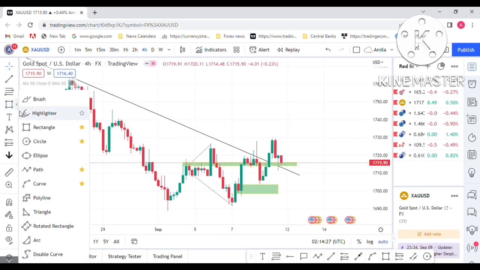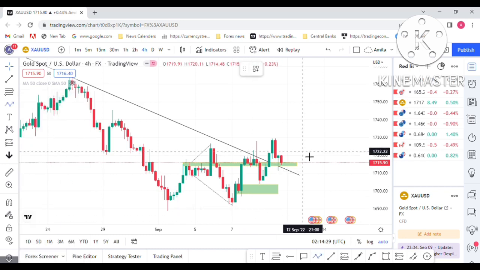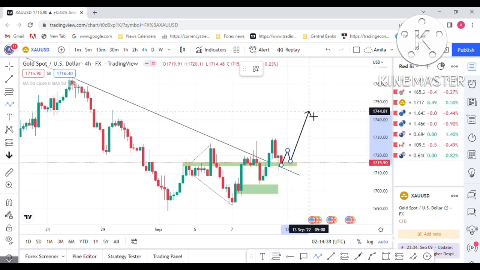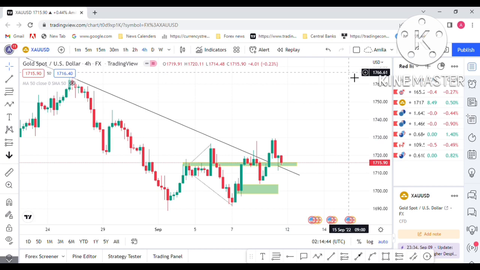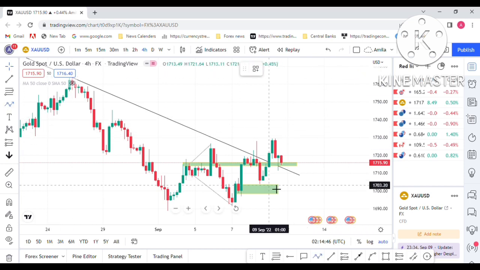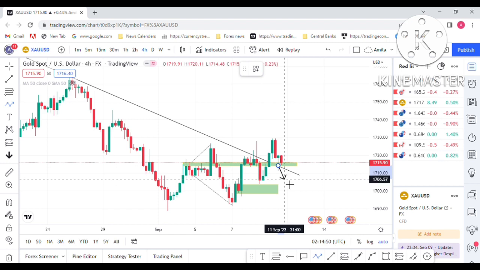Okay, I am guessing two scenarios for the next week's price predictions. My first scenario is price respects this level, the maximum pain level, and creates a higher high. If price creates a higher high, my target is 1740 or about. That's the first scenario.